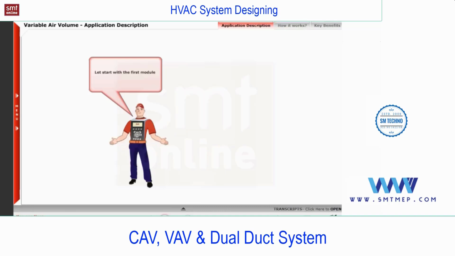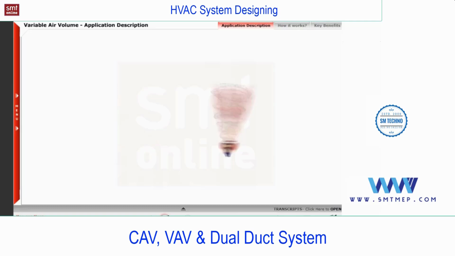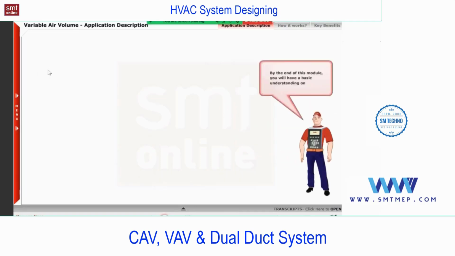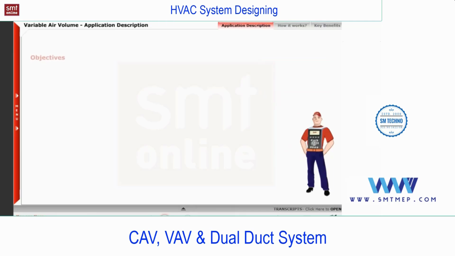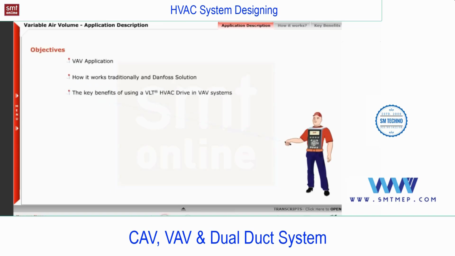Let's start with the first module. This part is for the VAV. By the end of this module, you will have a basic understanding of VAV application, how it works traditionally, and the Danfoss solution. The key benefits of using a VLT HVAC drive in VAV systems.